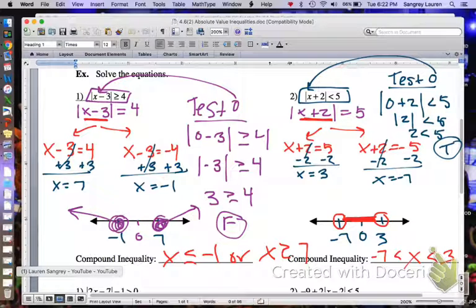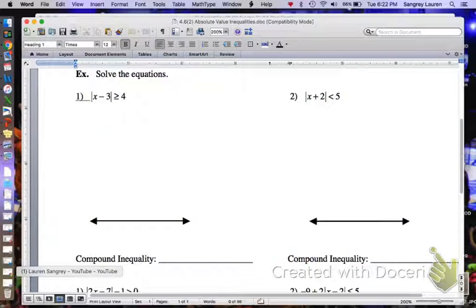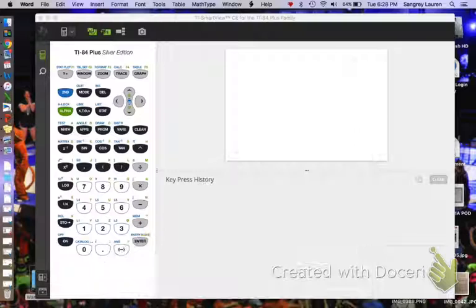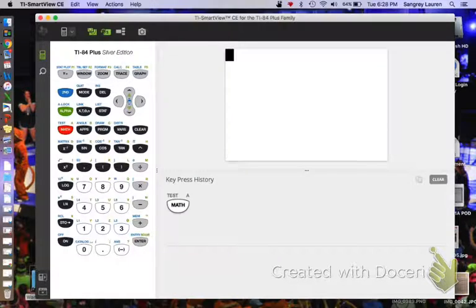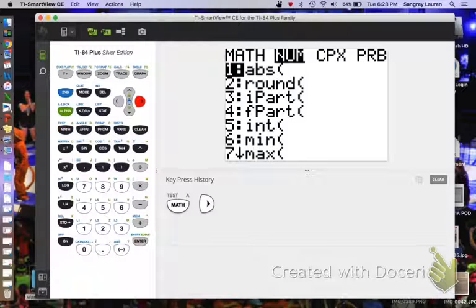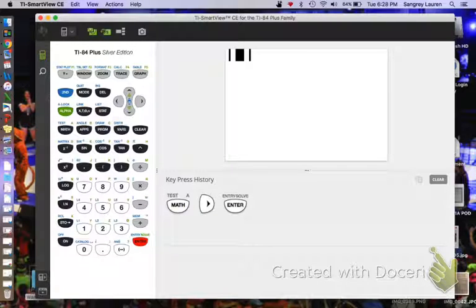Now, before I go on to 3 and 4, I do want to remind you how to get absolute value in the calculator in case you want to use that to test 0. So let me pull up my calculator here. What you're going to do is press math, go over to number, and you see abs as the first choice, so that's absolute value. If you hit enter, you're going to see the absolute value bars.